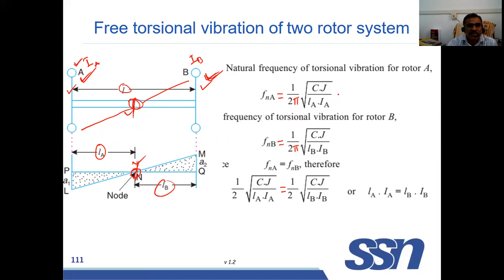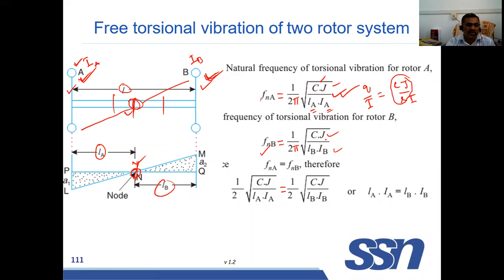So now you have to write the equation for frequency of the mass A and mass B. This is the equation for mass A. Actually, Q by I can be replaced by Cj by L into I, because this is Q. That's what we are using in this equation. Here C and J are constant for both the masses, that is the same shaft. So C and J are common. Only LA and IA are different. Similarly, for natural frequency of mass B, that is Cj by LB IB.